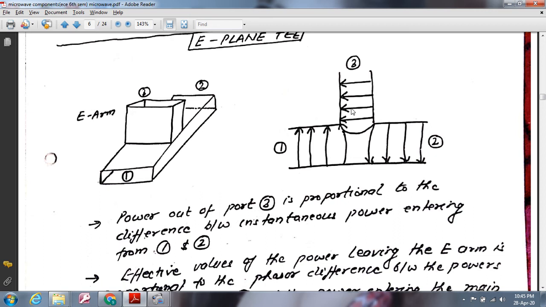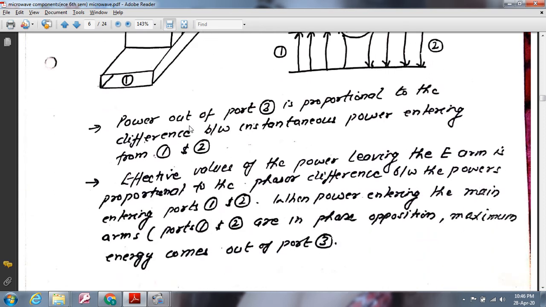These are the lines. Now from here we see this is the output corresponding to port 1, and this is the output corresponding to port number 2. Now if we see these two outputs corresponding to input at port number 3 in E-plane T, we see the outputs at port 1 and 2 are equal, but they are opposite in phase. Now power out at port 3 is proportional to the difference between instantaneous power entering from 1 and 2.